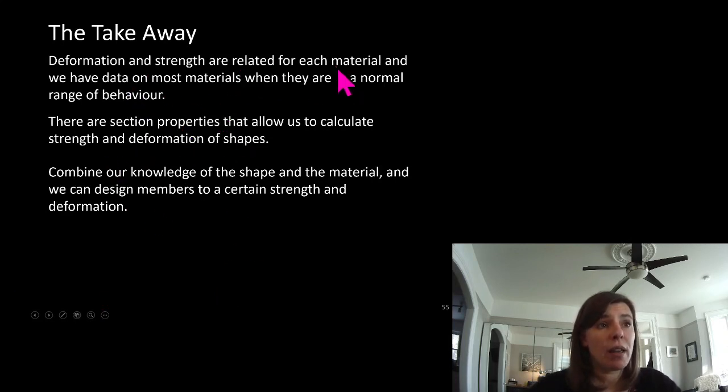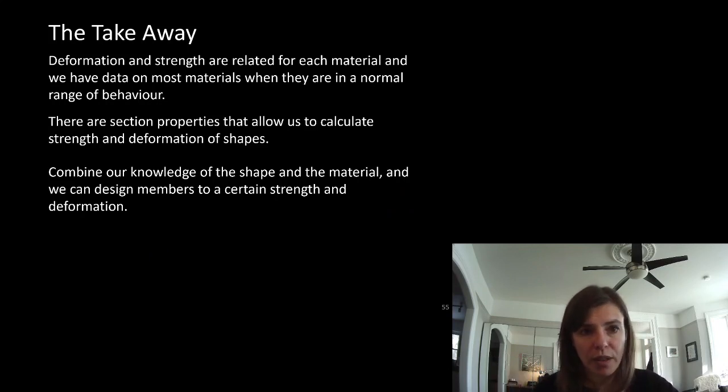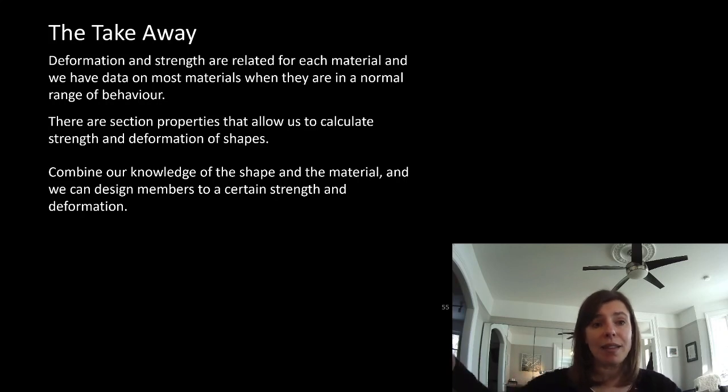So deformation and strength are related for each material. We have data on most materials when they're in normal range of behaviors. There are section properties that allow us to calculate strength and deformation of shapes. We combine our knowledge of the shape and the material, and then we can design our members to a certain strength and a particular deformation. So for strength, we know what loads we need to support. We know what our deformation limits are. That's the stuff we determined last year. Now, specifically for things in bending, we now know how to determine what its actual capacity is and what its actual deformation is going to be.